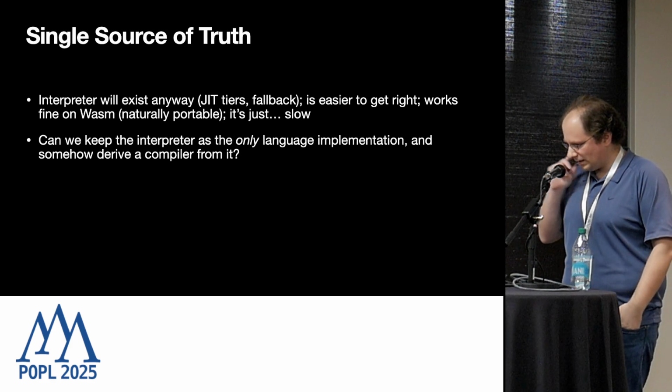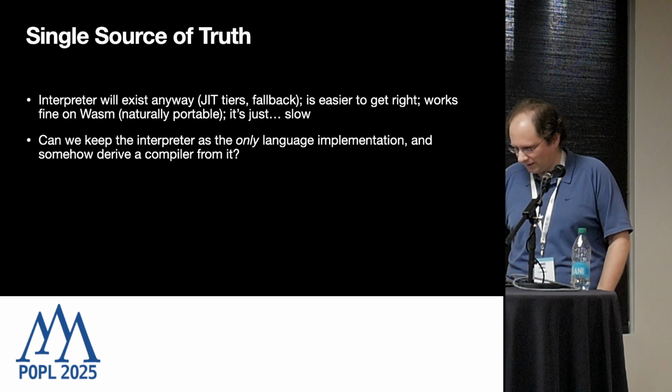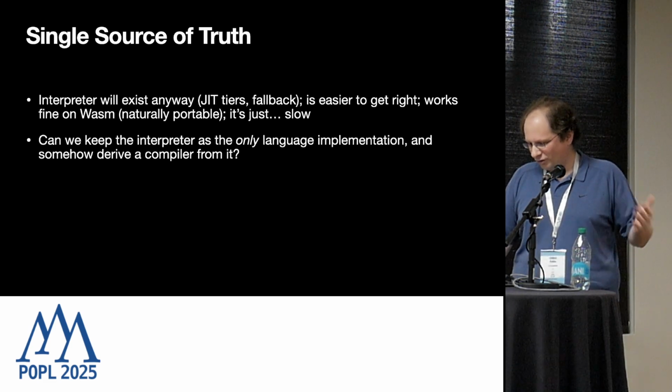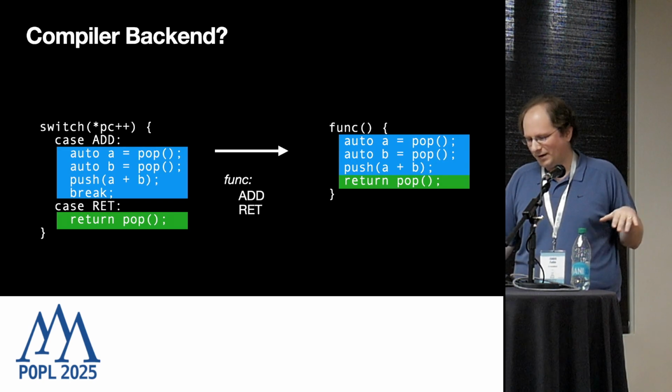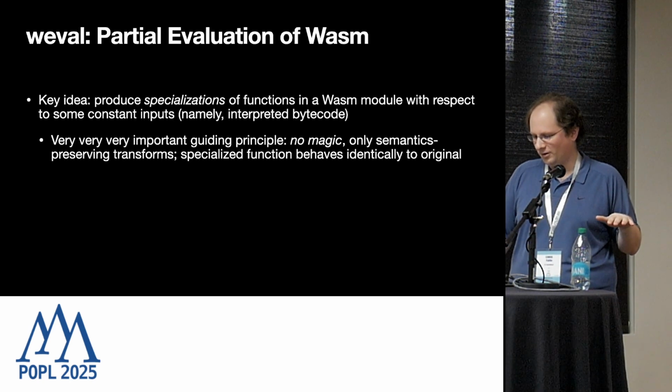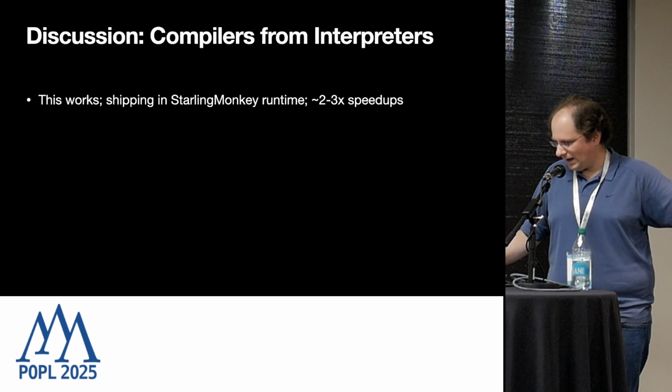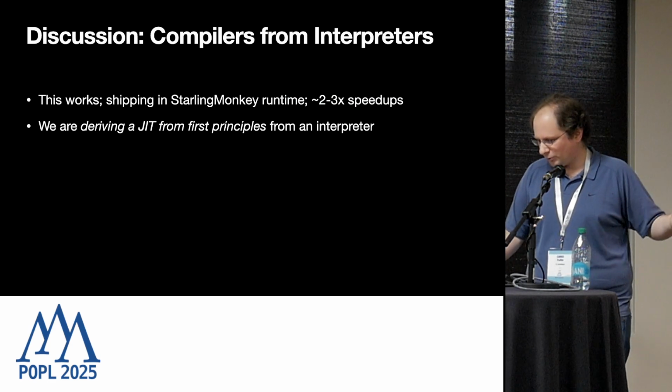So the thing that we did, and I will go very fast here because I have 0 minutes left, is that we have a single source of truth, an interpreter, and we do partial evaluation to produce a compiler from that interpreter. You can see another talk that I've given to see how this works. And we get 2 to 3x speedups. This is real. It's deployed.